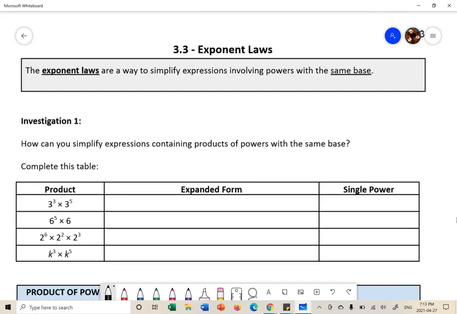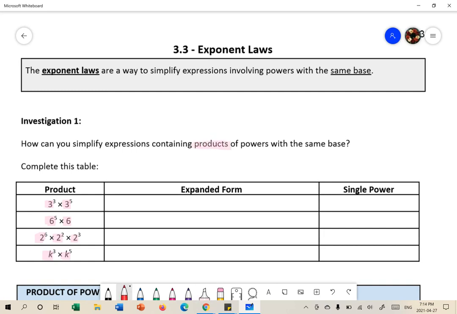Chapter 3.3 is all about exponent laws. The exponent laws are a way to simplify expressions involving powers with the same base. All of these powers have the same base: 3 and 3, 6 and 6, 2, 2, 2, k and k. And we are multiplying these powers with the same bases together. Remember, in math, product means multiplication. Let's investigate what happens when the powers with the same bases are multiplied together.